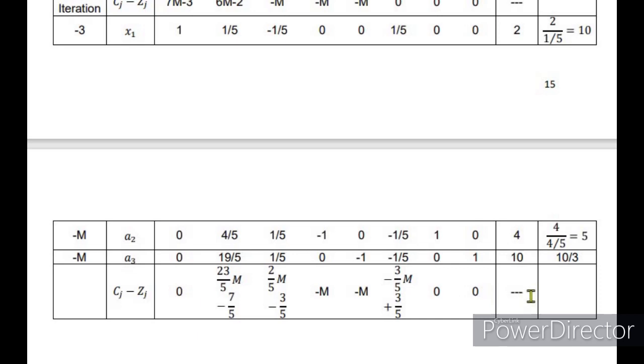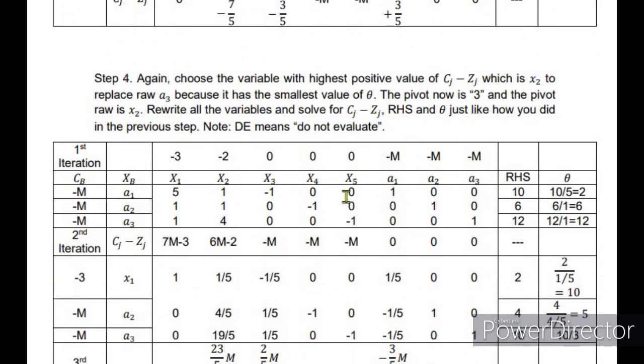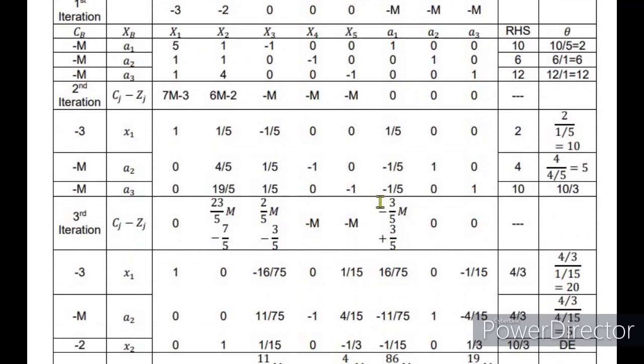So we will just leave the computation of RHS for later because we still have the artificial variables here under x sub b, or in the solution. Okay. So step 4, again choose the variable with the highest positive value of Cj minus Zj. So what is it?